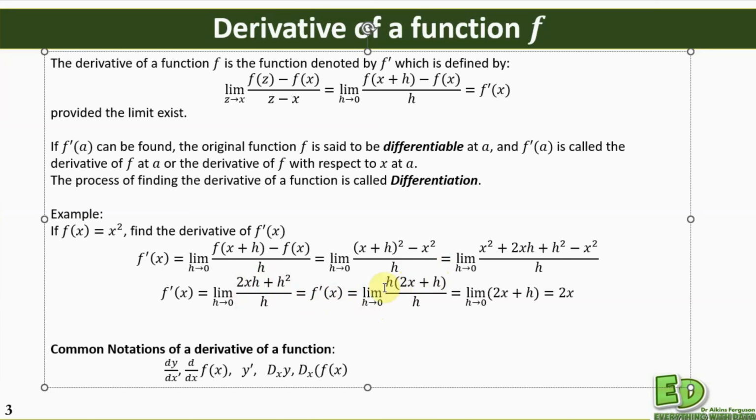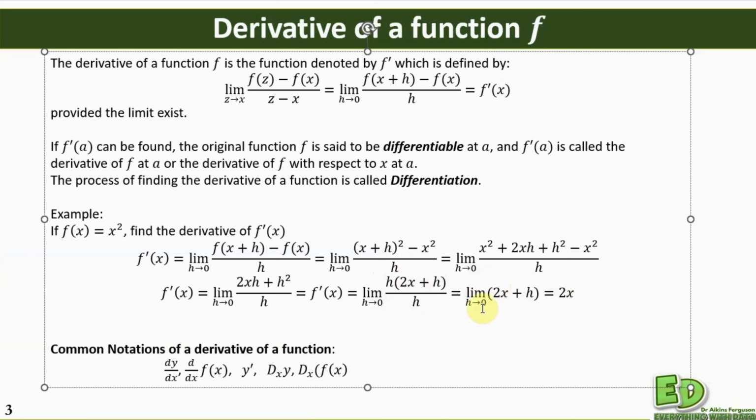Simply telling us that if you multiply h by 2x, we get 2xh. If you multiply this h over here by h, you get h squared all over your h, right? So we can do some cancellation here. We can cancel this h and this h. This h and this h will go off, leaving us with the limit as h approaches 0 of 2x plus h.